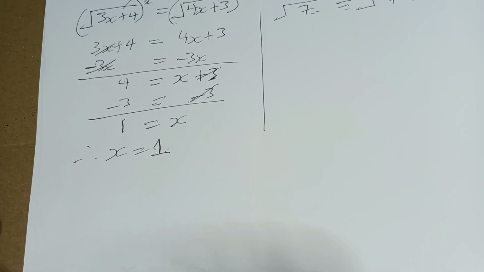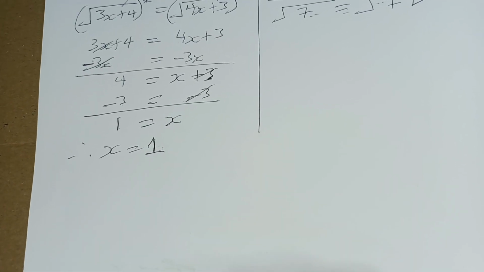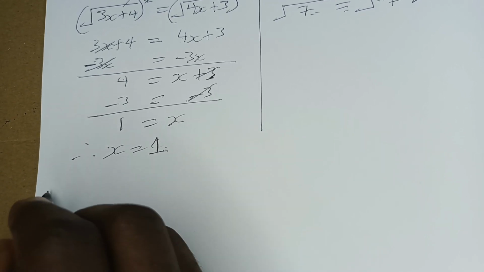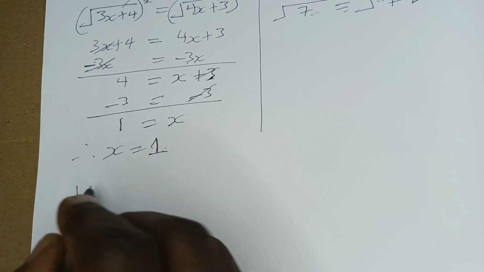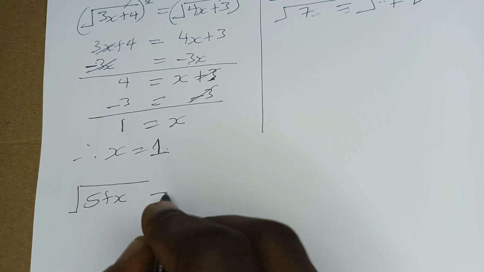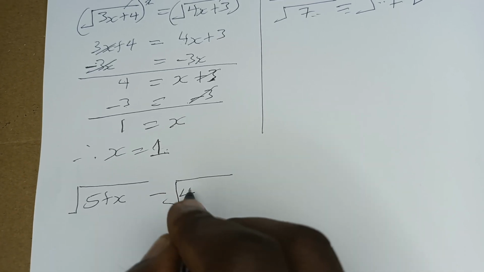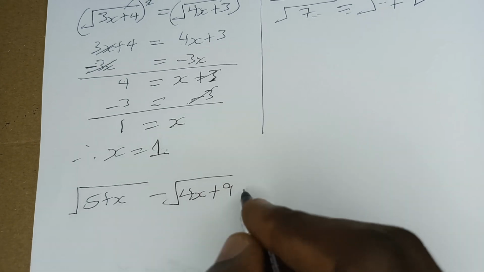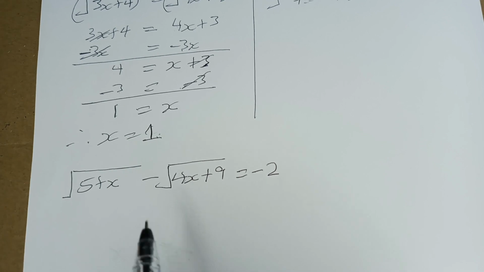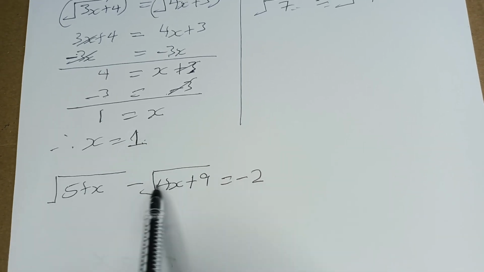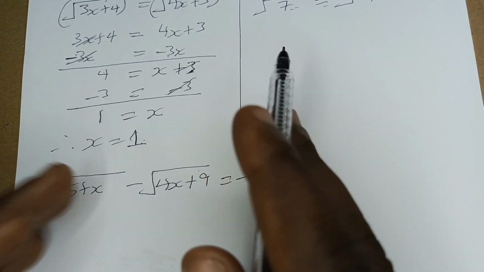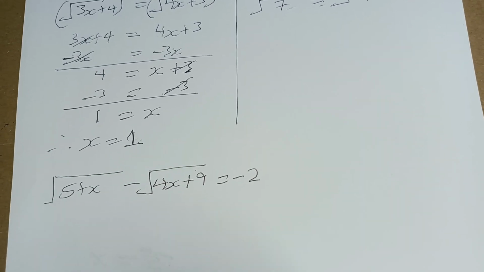Let's now go to the real equation that gives us extraneous solution. So let's check this. When you have something like this: root of 5 plus x minus root of 4x plus 9 is equal to minus 2. What is the next thing we have to do? We have to isolate the square root, but before we can isolate, the square root must be at both sides, at least.